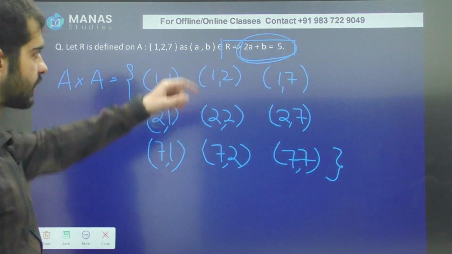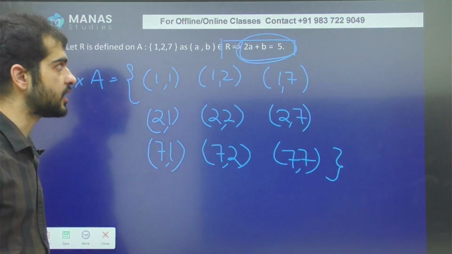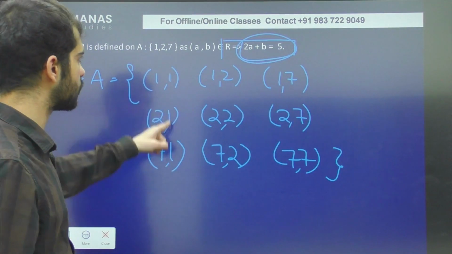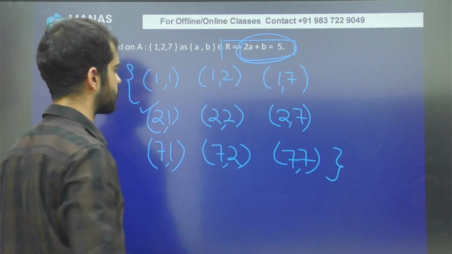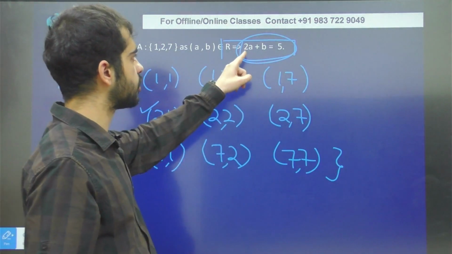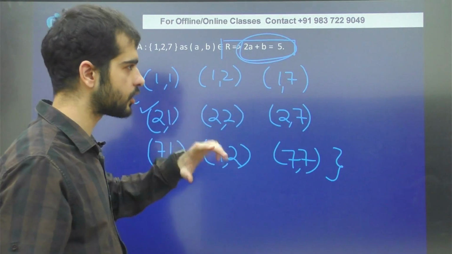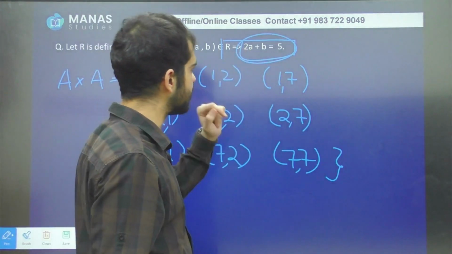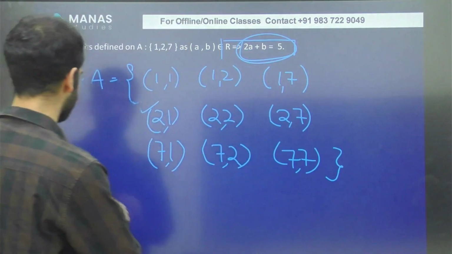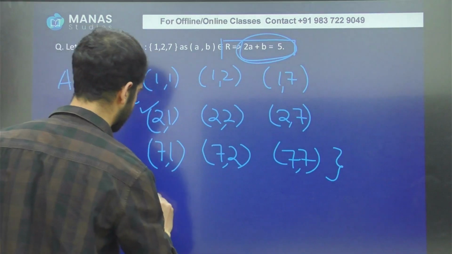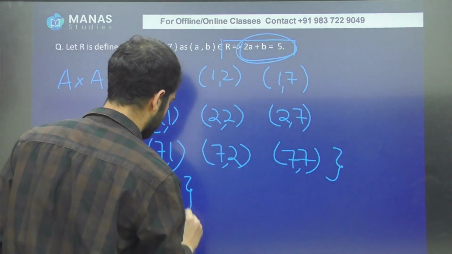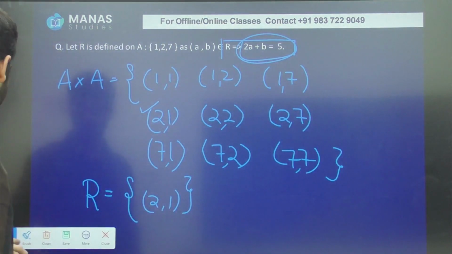So now let's satisfy the condition which says 2a plus b equals 5. If b is equal to 1, then 2a should be 4. That means a should be 2. So this is a member. If b is equal to 2, then 2a is equal to 3. a is equal to 3 by 2, which is not possible. If b is 7, it becomes negative. So there is only going to be one element which will satisfy that condition, and that is 2 comma 1. Now this is the solution to that question.